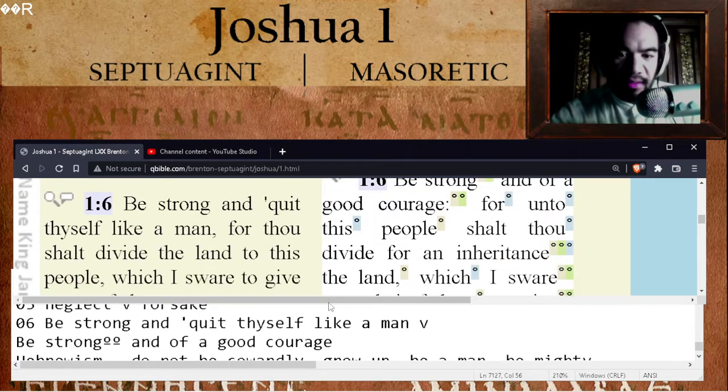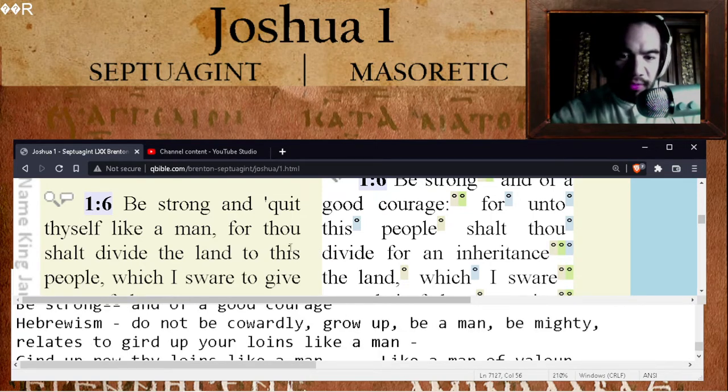That's a Hebrew idiom. It is also translated in English as be strong and of good courage. So what is this Hebrewism? It means do not be cowardly. Grow up. Be a man. I know grow up sounds a little harsh. Be mighty. It relates to girding up your loins like a man. That's another Hebrewism.